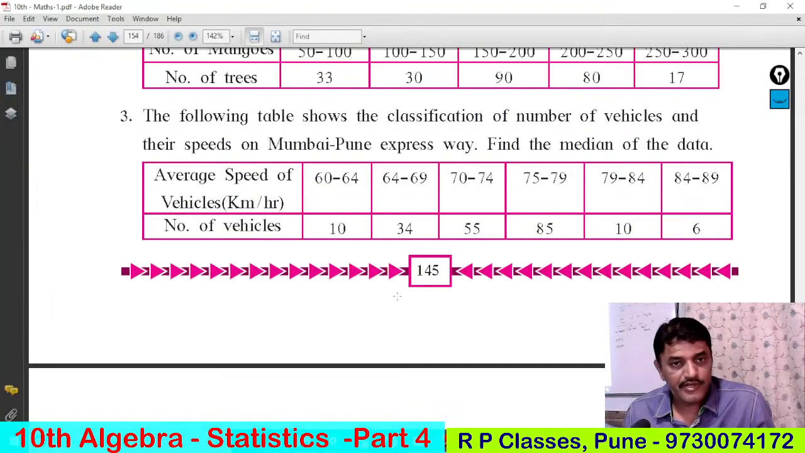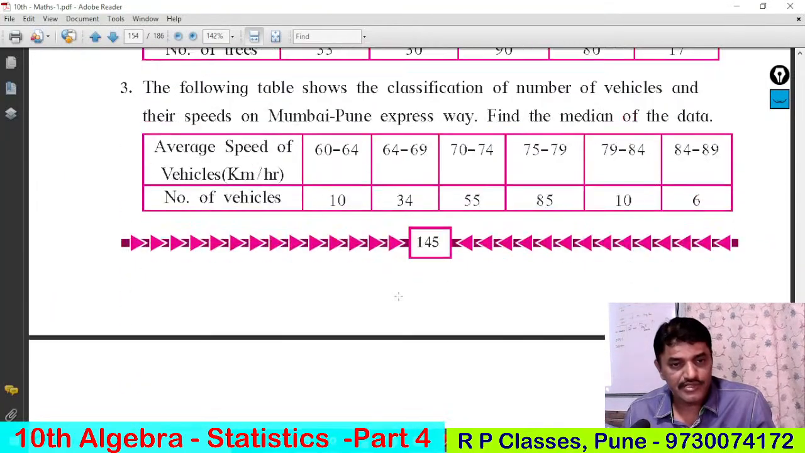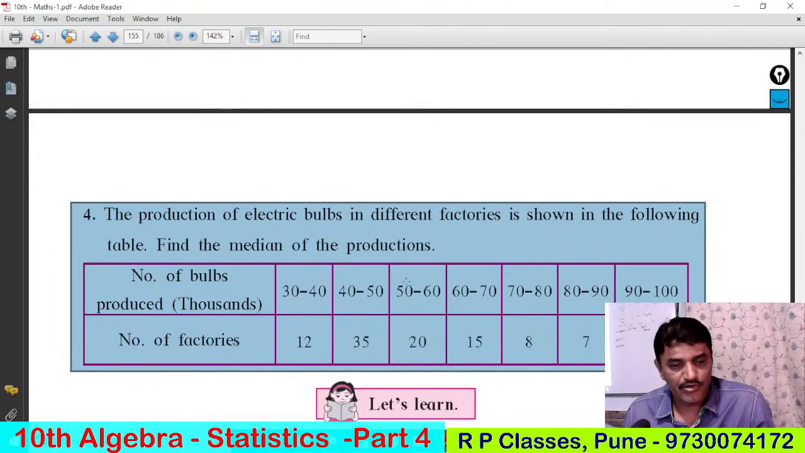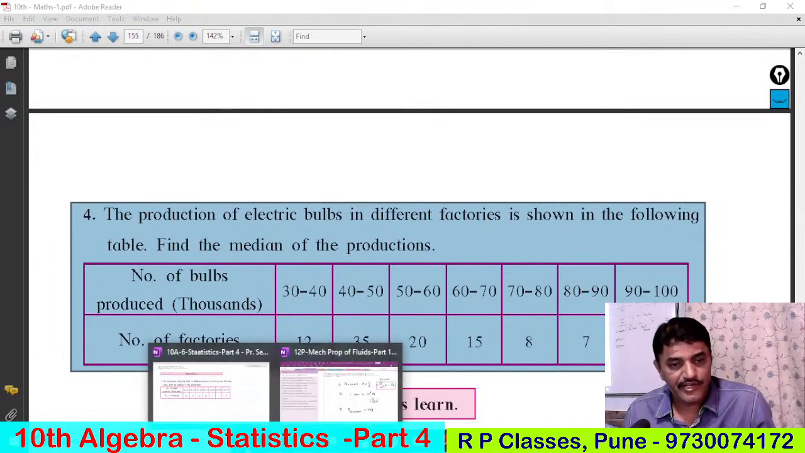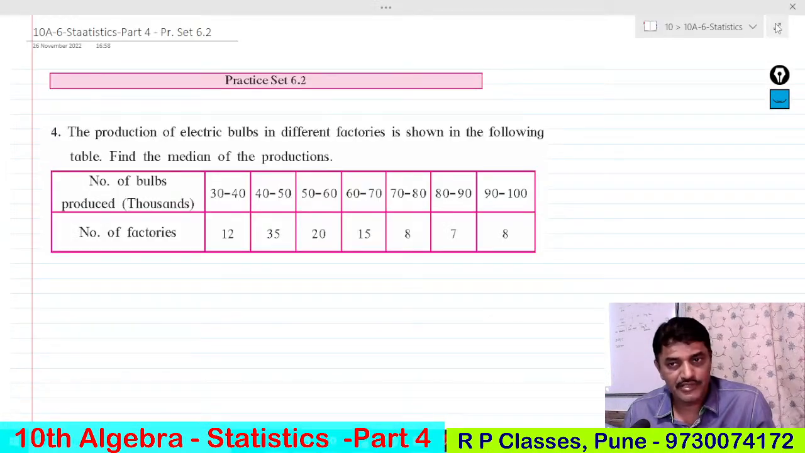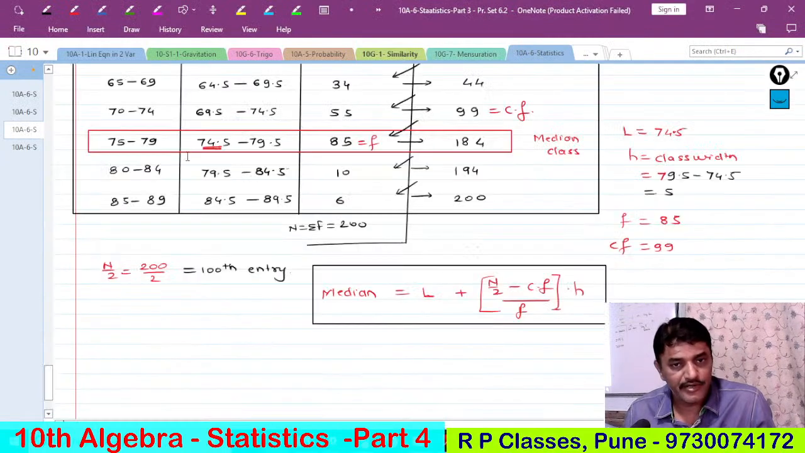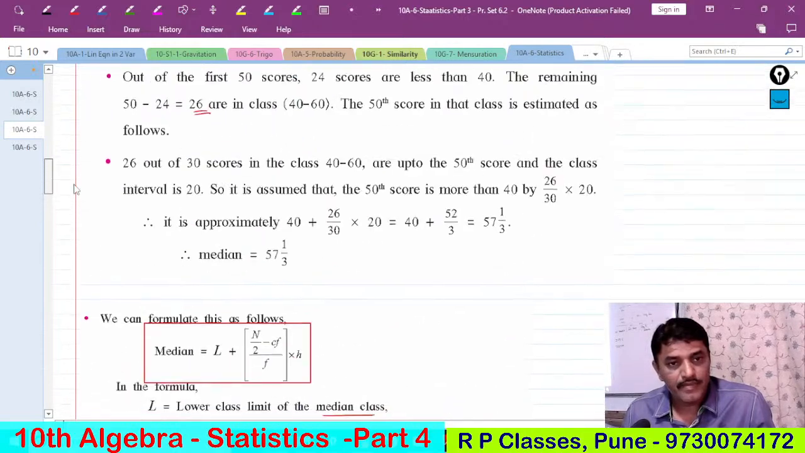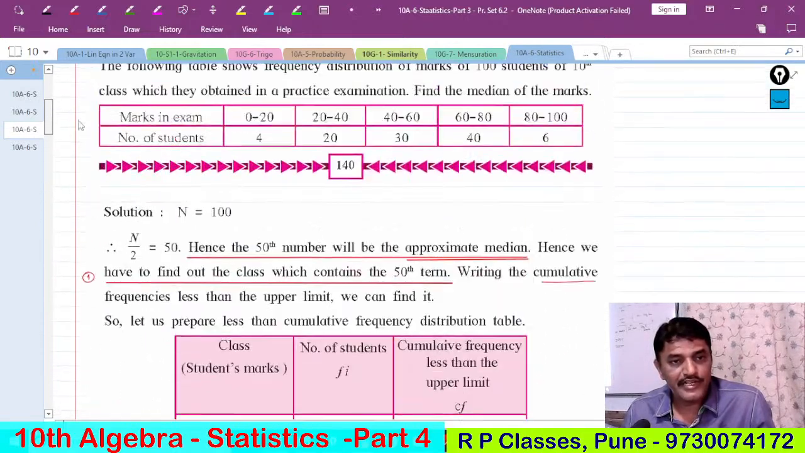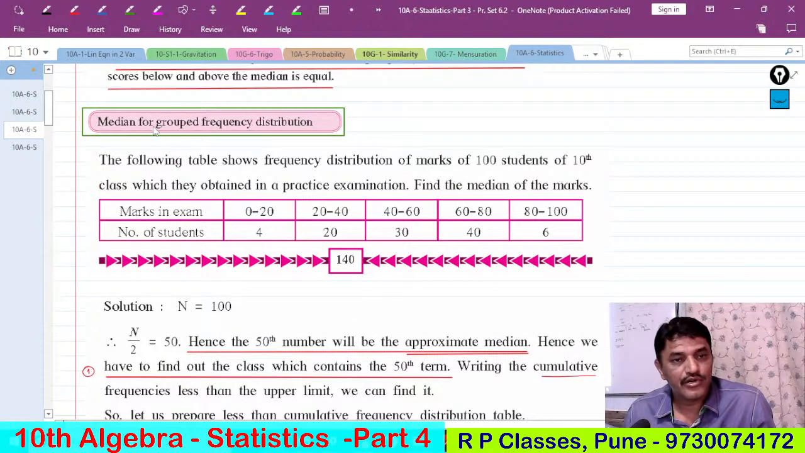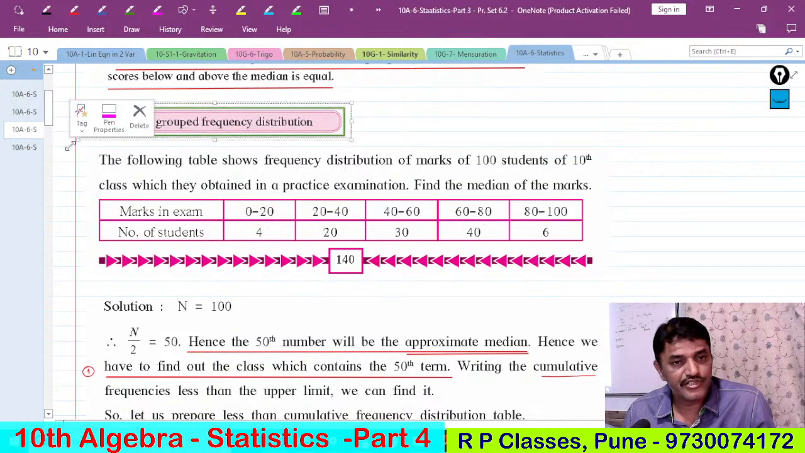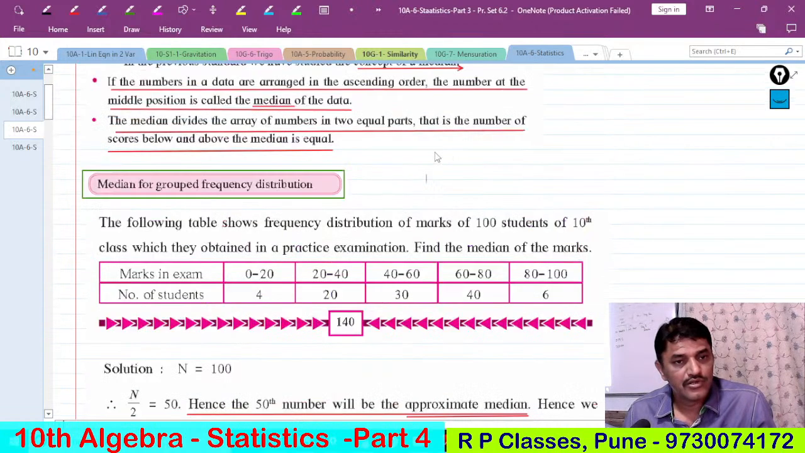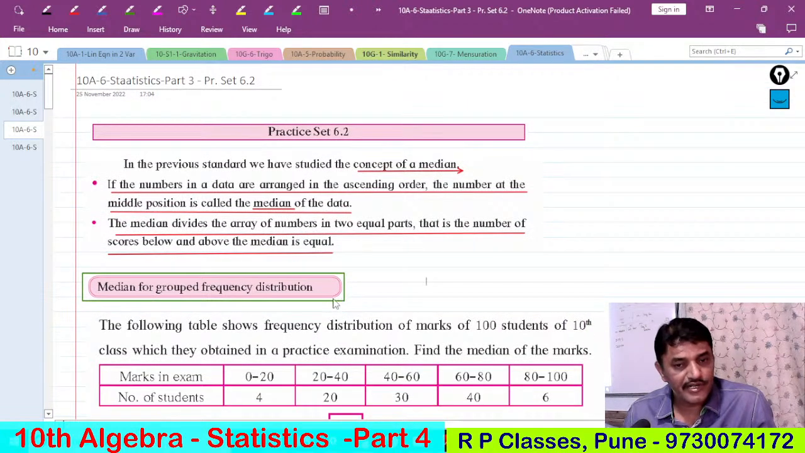In the previous lecture we solved the 3rd question, and in this lecture we are going to solve the 4th question. Now, before I proceed, a brief recap of what we were doing in the previous lecture. In practice set 6.2, we find out the median of the grouped frequency distribution.